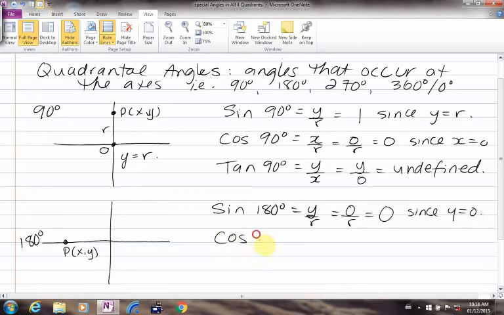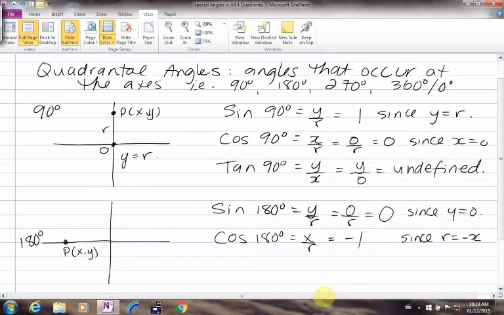Now cosine of 180 degrees is x over r. What's the relationship between x and r when our point is on the x-axis in that position? Not quite the same. x is negative, r is always positive, remember, because r is the distance. So the relationship is that r is equal to negative x. Right? They have the same value, but they're opposite signs. So what would the cosine then of 180 be? Negative 1. Negative 1, exactly.